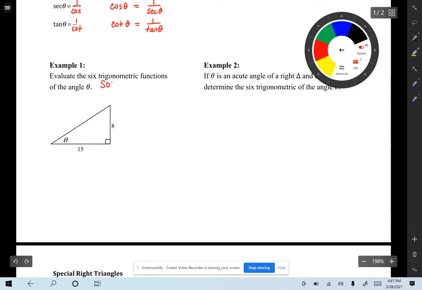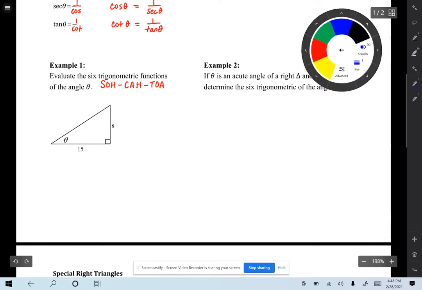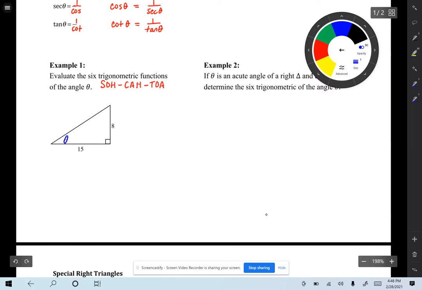So I'm going to write my acronym here, SOHCAHTOA. Always wise to write at the top of every page, and you always look from the angle theta. So you're always looking from this angle right here, or wherever theta is labeled. So that's theta right there. There, that's better. So when you're looking from theta's perspective, label your sides.